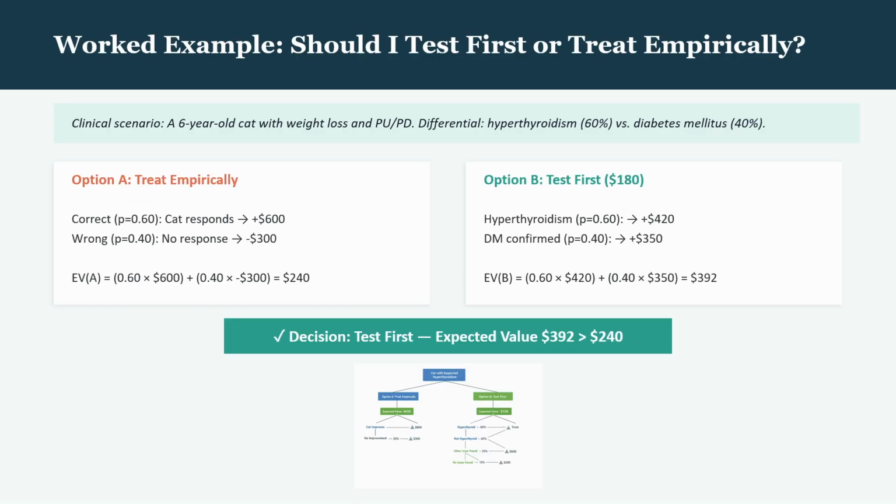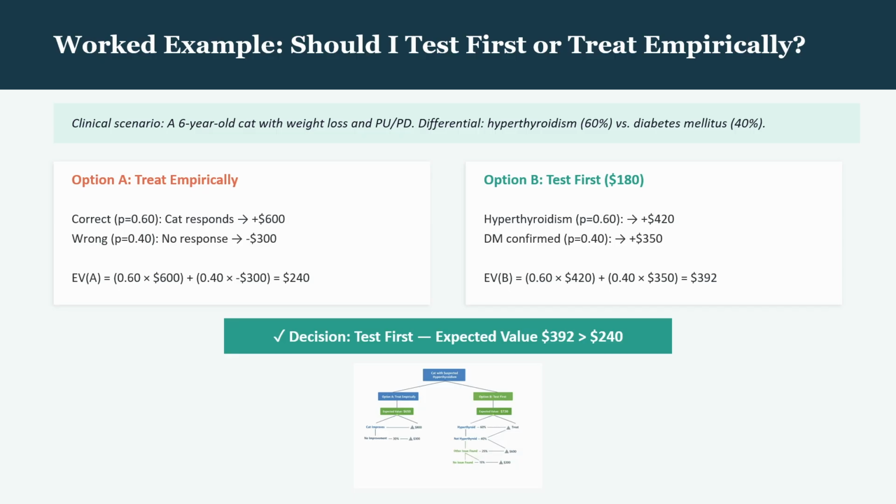Let's work through a concrete clinical example. A 6-year-old cat presents with weight loss and polyuria polydipsia. Your two leading differentials are hyperthyroidism at 60% pretest probability and diabetes mellitus at 40%. You have two options: treat empirically for hyperthyroidism with methimazole, or test first with a T4, glucose, and urinalysis panel costing $180. Option A, empirical treatment.